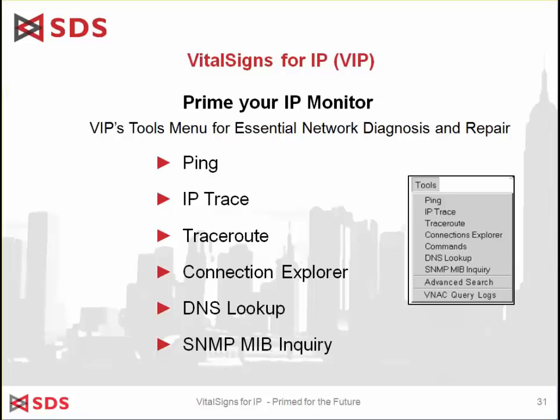Connections Explorer. Colin will touch on this also. Lists active TCP/IP connections on a given mainframe system. Filter lists by application, stack, status, local or remote IP addresses. DNS Lookup. Translate numeric IP addresses to alphabetic host names and vice versa. SNMP MIB inquiry. Via the Simple Network Management Protocol, retrieve management and configuration data from network hosts.